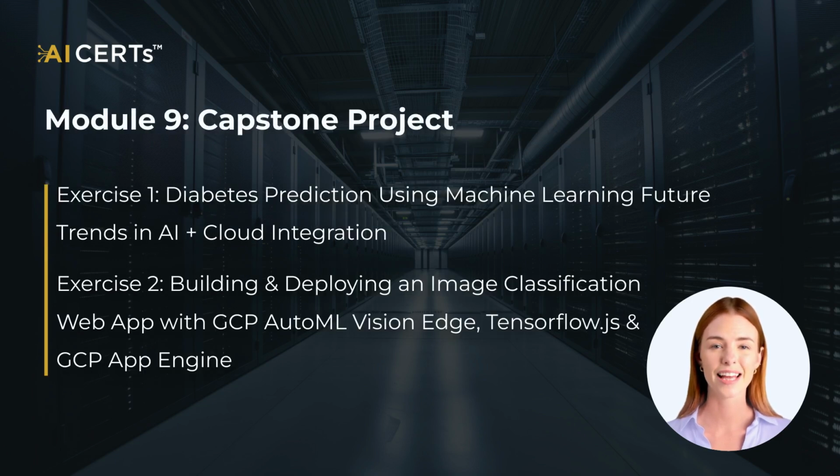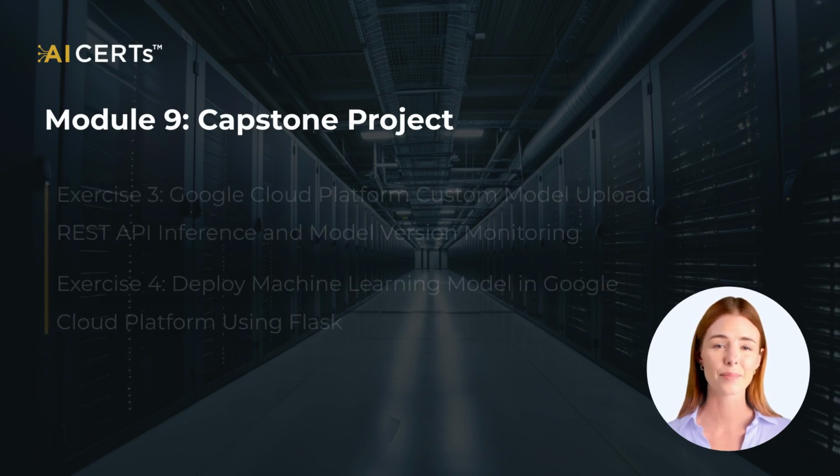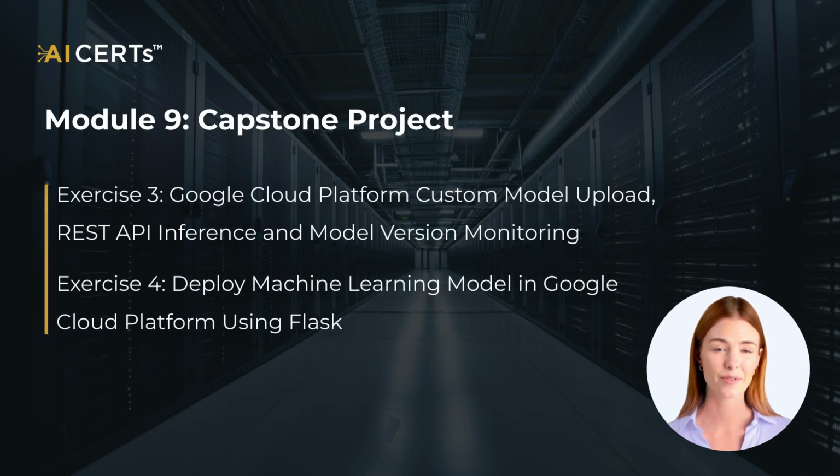Module 9 includes a capstone project that focuses on machine learning for diabetes prediction, building and deploying an image classification web app using GCP AutoML Vision Edge, TensorFlow.js, and GCP App Engine, customizing a model for Google Cloud Platform, and deploying a machine learning model using Flask. The project also covers future AI trends and cloud integration.